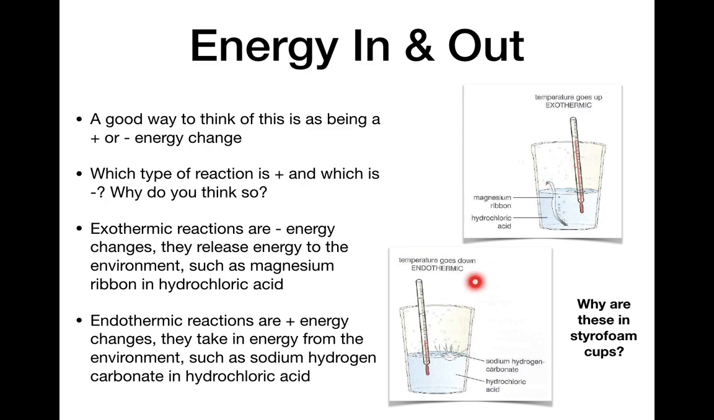Now these are both placed in styrofoam cups, and the reason why we always use good insulation in these energy reactions is because we want to maintain the heat inside so we can track it better and see the changes. We don't want to lose heat to the environment because we don't know where the heat's going. We want to have more control on that. So we keep the heat in as close as we possibly can by using an insulated container like a styrofoam cup, or two styrofoam cups, in fact.